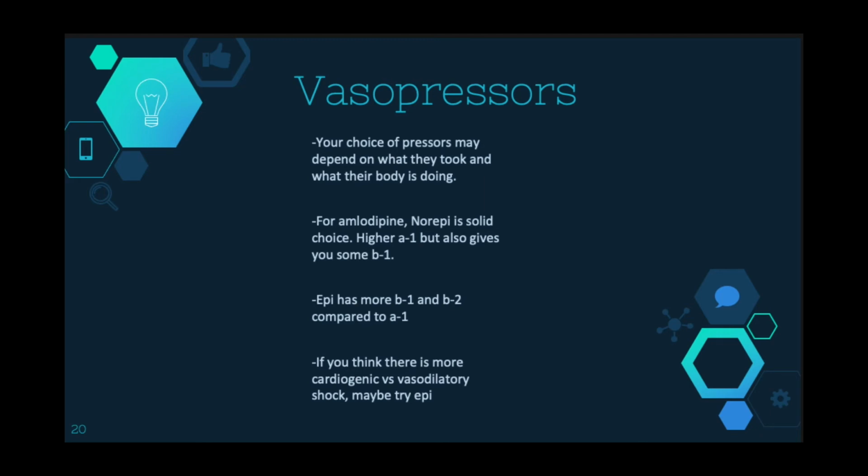And then a word about vasopressors. So you saw that we used epi kind of off the bat. Your choice of vasopressor in the ER might depend on what exactly they took and what you think their body is doing. So for amlodipine, I think norepi is a solid choice because it has higher alpha, but also gives you some beta 1. And then epi has more beta 1 compared to alpha 1, but basically acts on everything. So if you think their shock is more cardiogenic, maybe try epi.